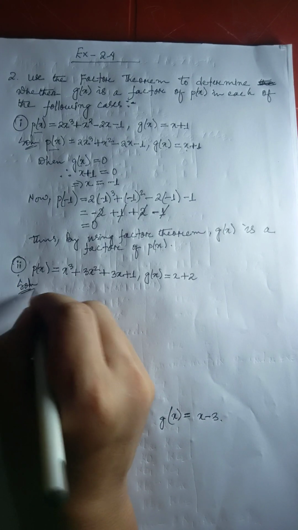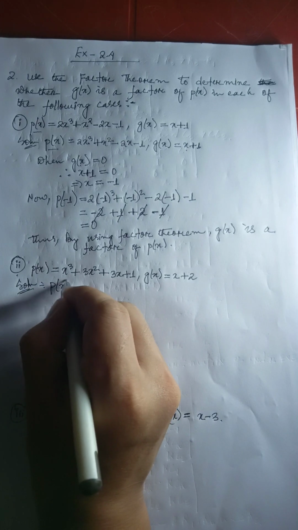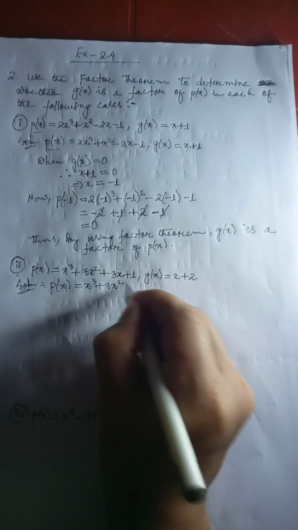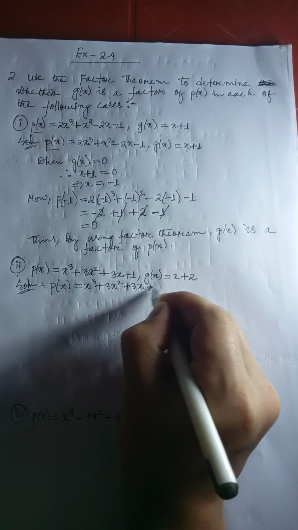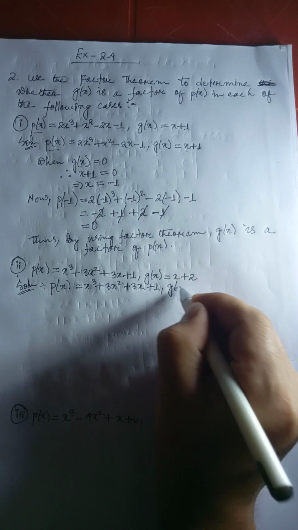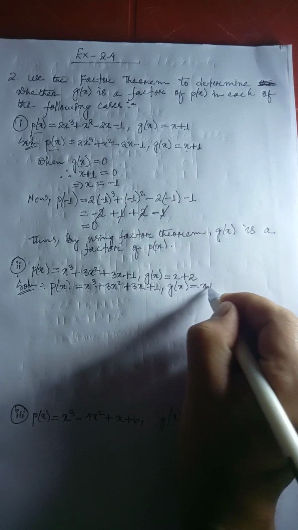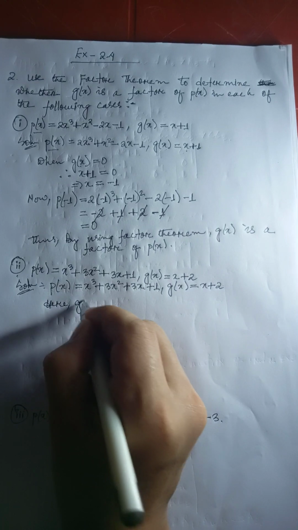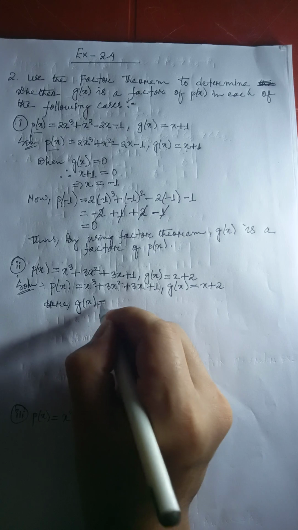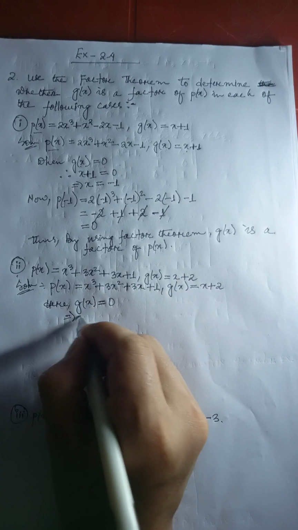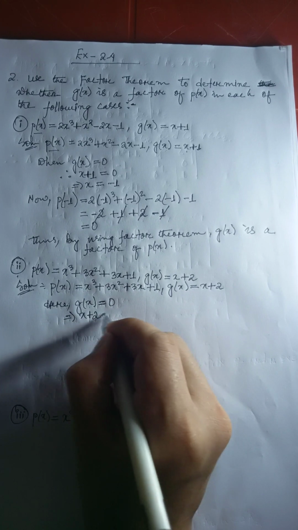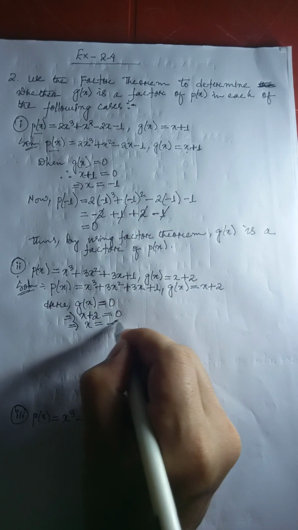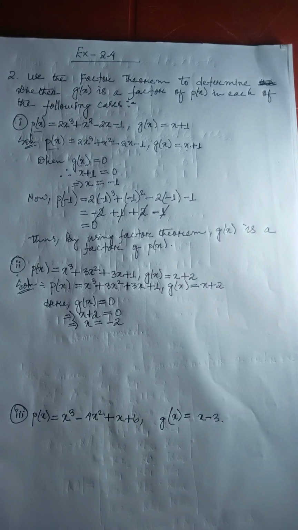First of all, let us write this. p(x) is equal to x cube plus 3x square plus 3x plus 1. And after that we have g(x) is equal to x plus 2. Now we are about to find the values of x. In order to find that, what is the value of g(x) that we have? It is x plus 2. It will be equal to 0. If you move this plus 2 to the other side, then it will become minus 2.